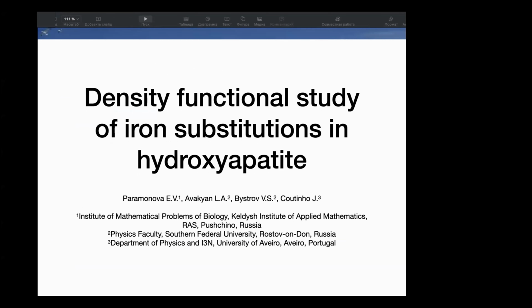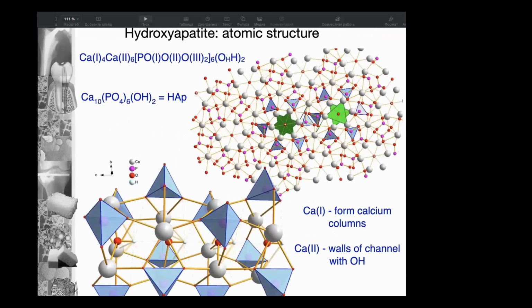Hello, everybody. The topic is density functional study of iron substitution in hydroxyapatite. What is hydroxyapatite? It's a biomineral, the main component of bones of vertebrates. Its formula is given here. It's calcium 10, PO4 6, and hydroxyl group.